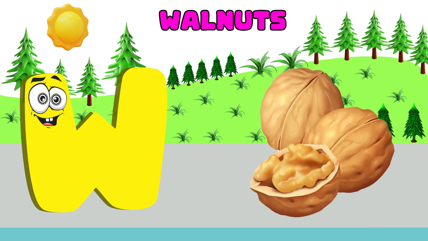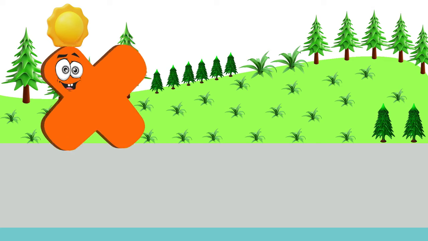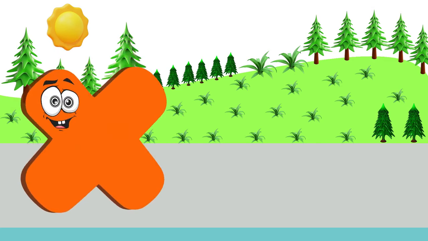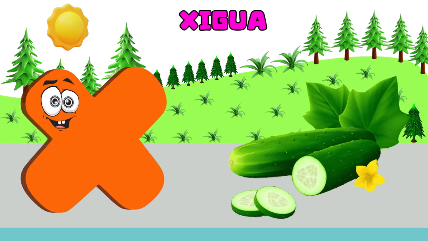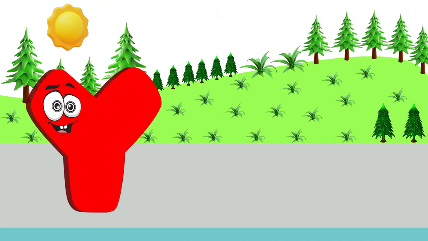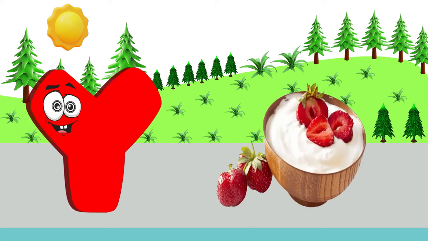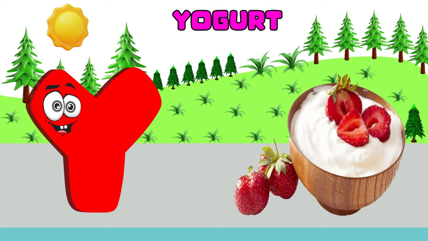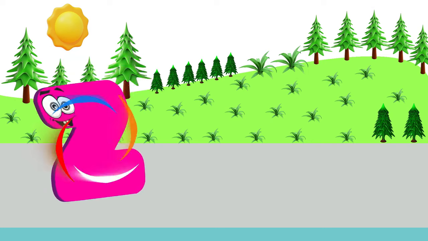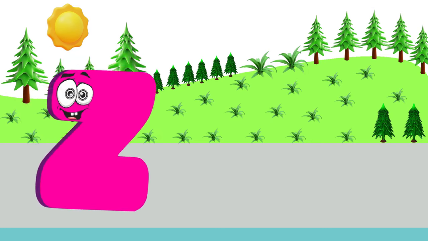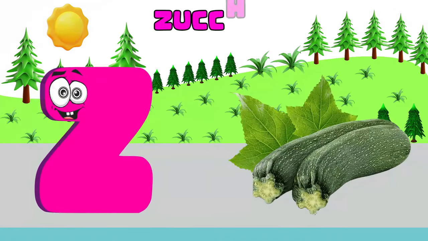W is for walnut. X is for zebra. Y is for yogurt. Z is for zucchini.